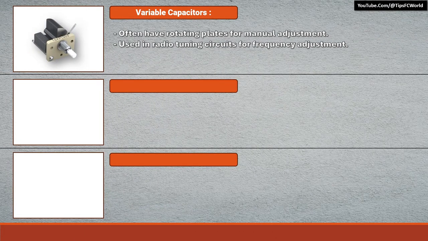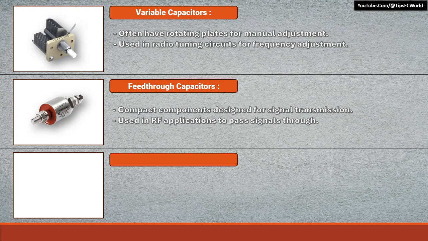Variable capacitors, often have rotating plates for manual adjustment. Used in radio tuning circuits for frequency adjustment. Feedthrough capacitors, compact components designed for signal transmission. Used in RF applications to pass signals through.